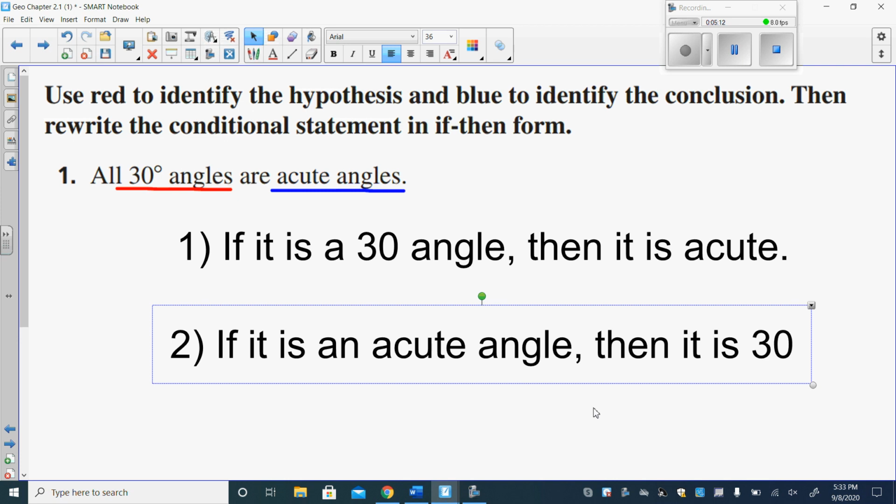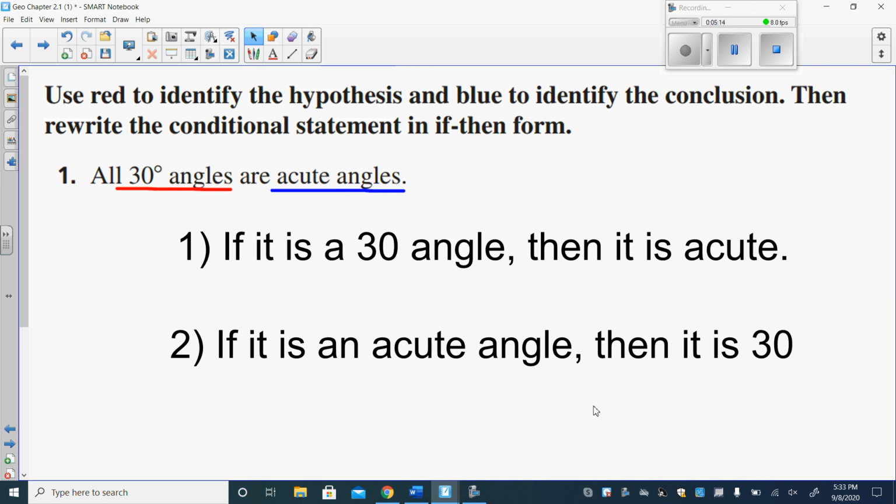The second one is not always true. It's sometimes true. Because if it's an acute angle, then it's 30 degrees. Well, what about, say, 45 degrees? 45 is still an acute angle, but it's not 30. So that one is not necessarily always true. Just because it's an acute angle doesn't mean it's 30 degrees. But if it is 30 degrees, then it is an acute angle. I should really add angle in there.